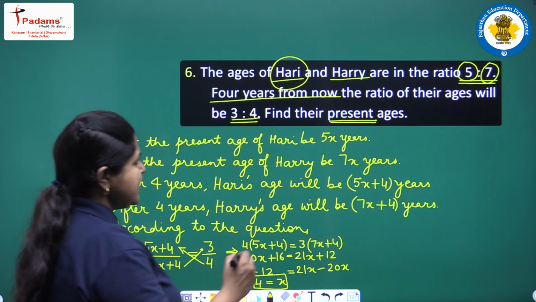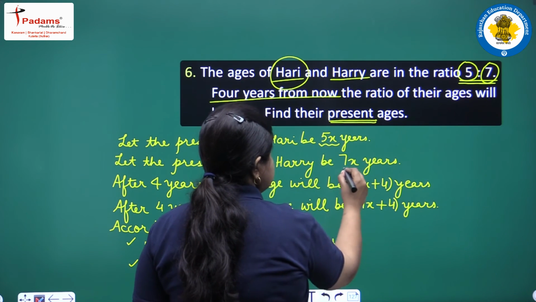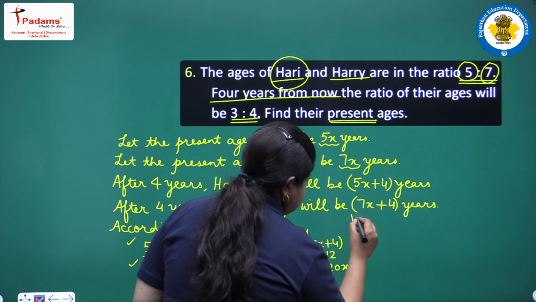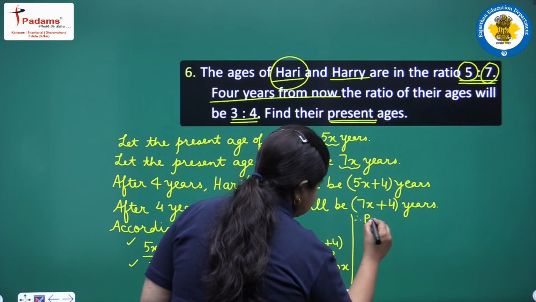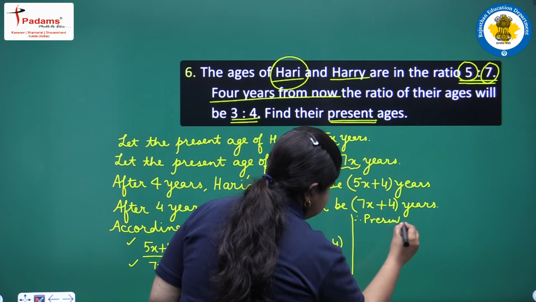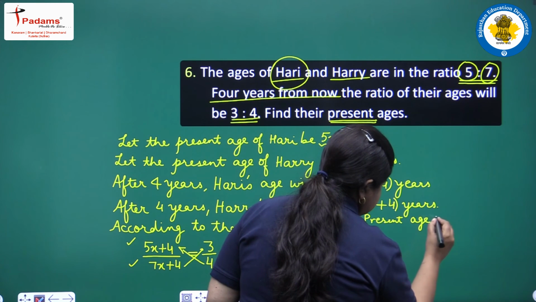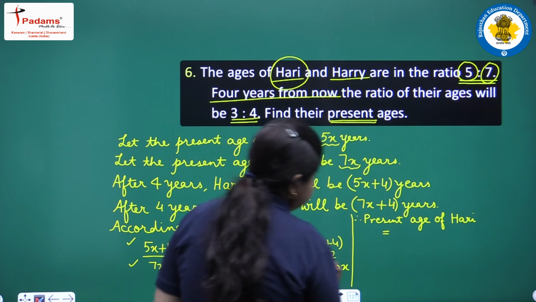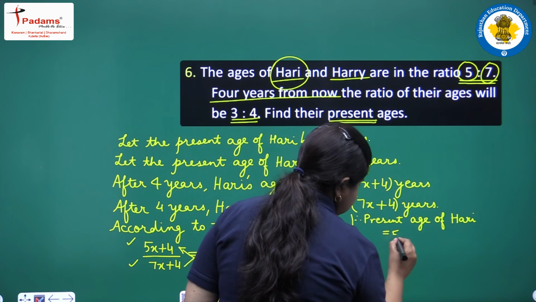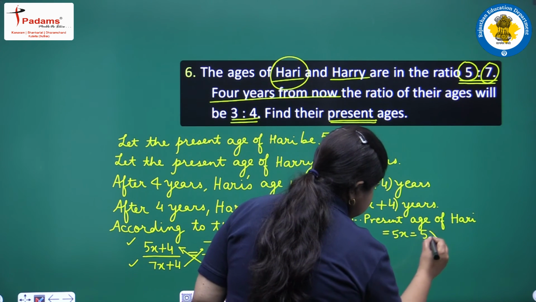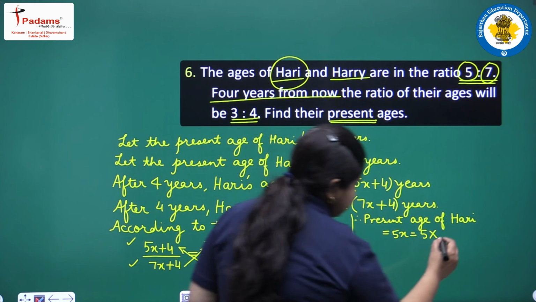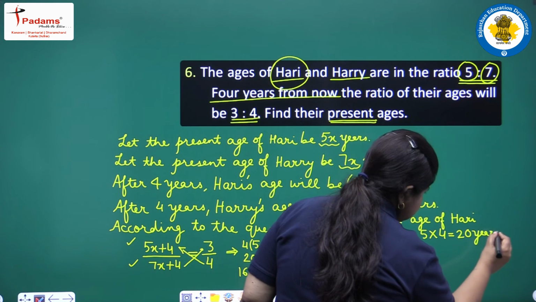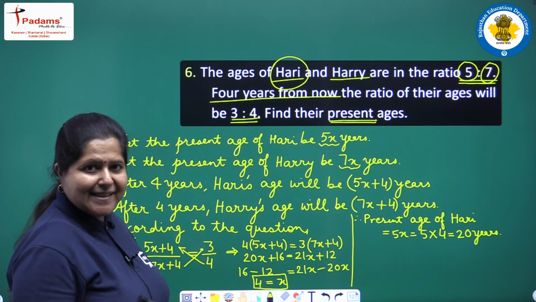From here we can easily find their present ages, 5x and 7x. Let us write it here. Final answer, therefore, present age of Hari is nothing but 5x, that is 5 into x is 4, so 5 into 4 it will give us 20 years. This is Hari's present age.